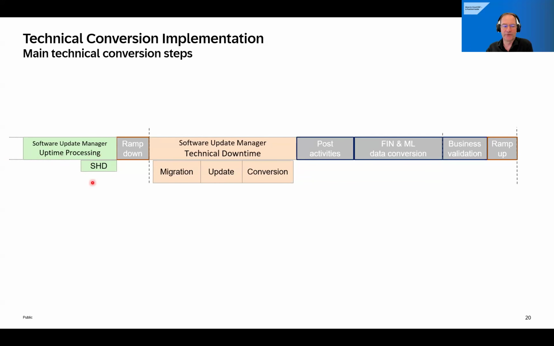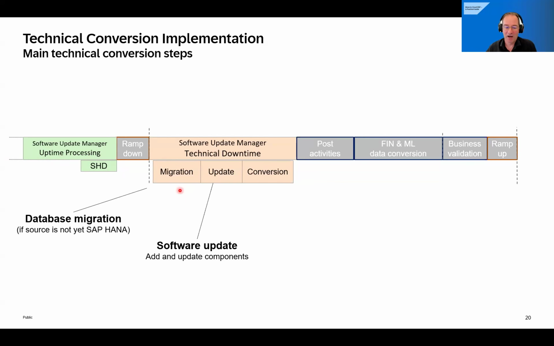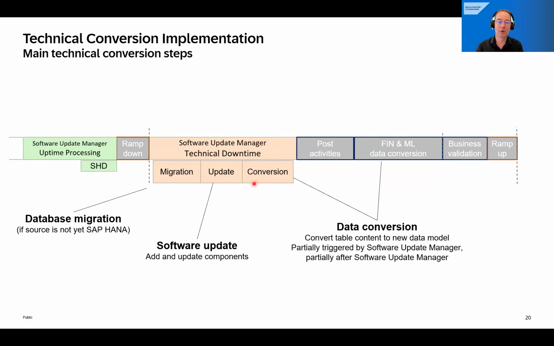The tool has its own technology like shadow system to already execute things in uptime to reduce downtime. And then in the downtime, the Software Update Manager has a migration part, if source is not yet on SAP HANA, or if we move between infrastructures. There's this update part concerning the components, and there is the data conversion part. You see this is part of the Software Update Manager as well, but only partially, since after the Software Update Manager, actually the data from Fin and Material Ledger are converted.